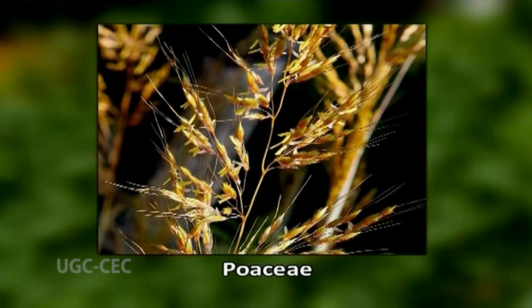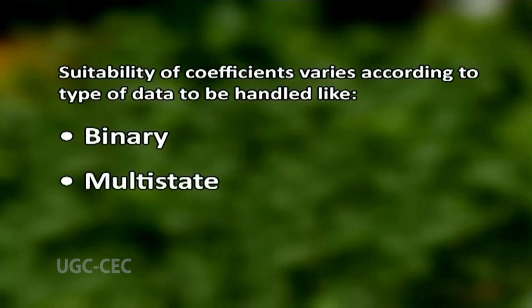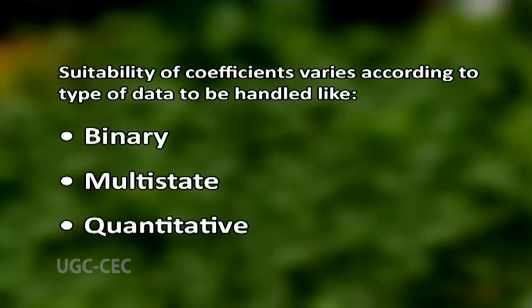Goodall's similarity index determines the overall probability that a pair of OTUs will be as similar or more similar than can be observed for each character based on the distribution of states in all the OTUs. It has been used in Poaceae family. The suitability of these coefficients varies according to the type of data to be handled, like binary, multi-state and quantitative. In addition, more than one coefficient may be involved in computation, and the choice of coefficients is based on the worker's preference in terms of conceptualization of the similarity measures.